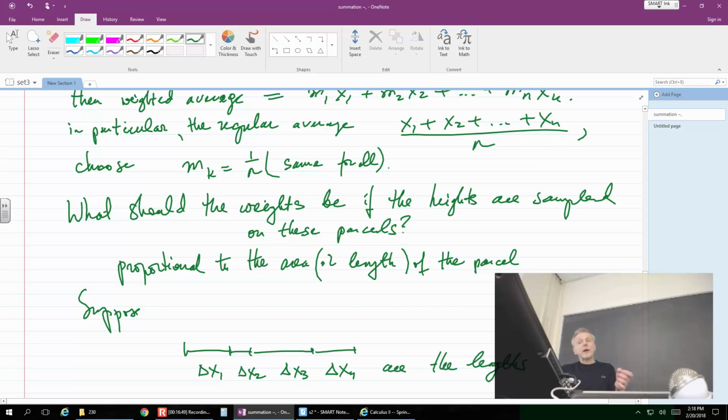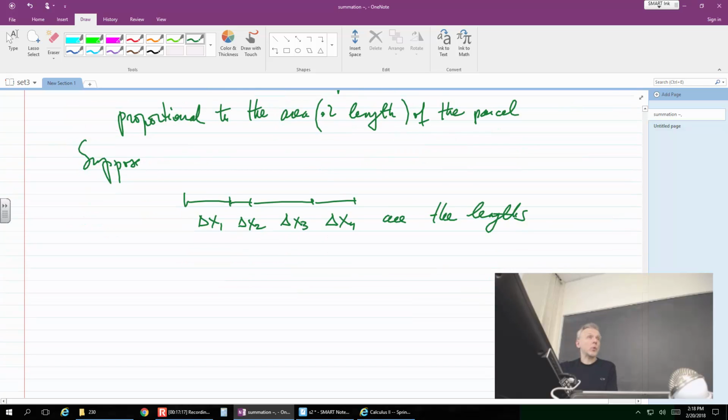Okay, so I cannot take these values as my weights, even though the simplest choice would be to simply take delta x1, delta x2, the lengths or areas of my parcels, to put a weight on the data from each of them, but they would not necessarily add up to 1. So what should I choose the weight to be in order for them to add up to 1? I have to scale them.